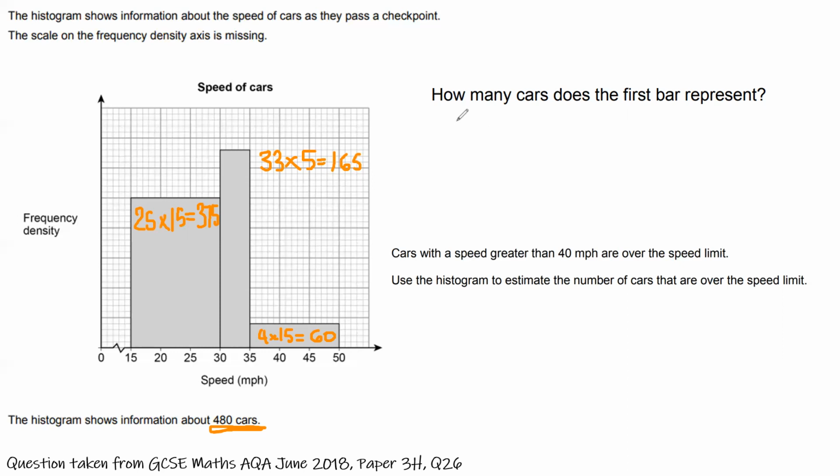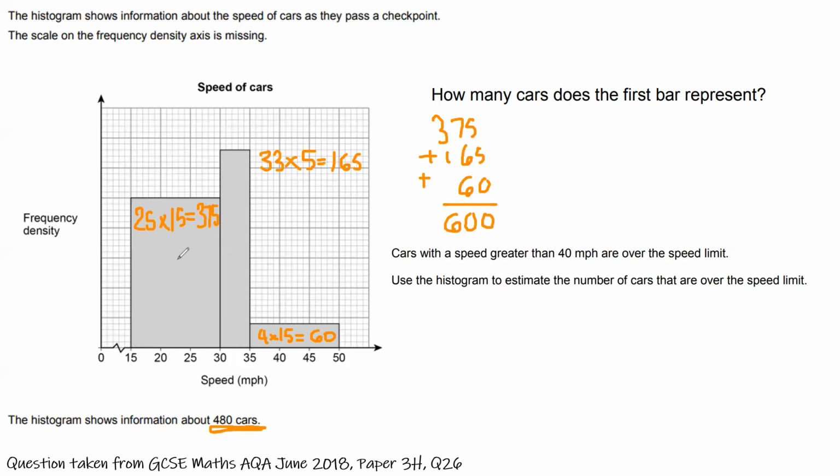Now, if we add all of these 3 values up, 375 plus 165 plus 60, what we actually end up with is 600. But rather than having 600 cars, which would make the maths very easy, we have instead only got 480 cars.